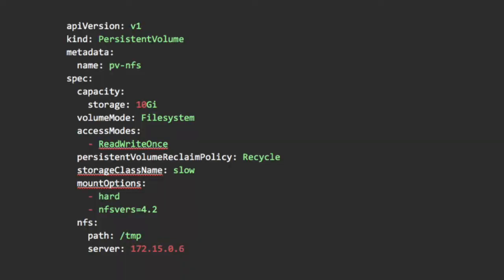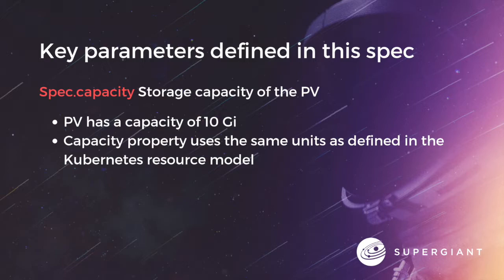This is an example of a typical persistent volume definition in Kubernetes. As you can see here, we have defined a PV for the NFS volume type. Key parameters defined in this spec are the following. Spec capacity, storage capacity of the PV. In this example, our PV has a capacity of 10 gigabytes.